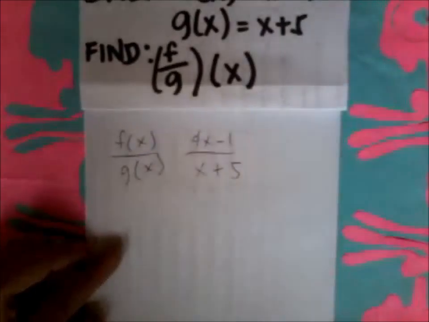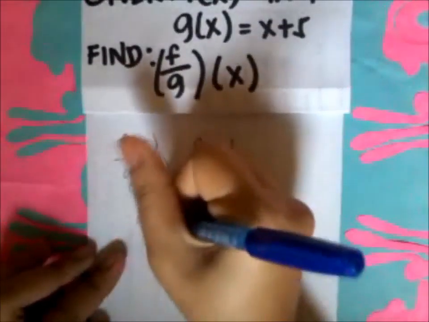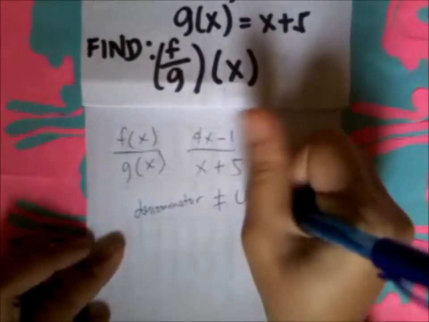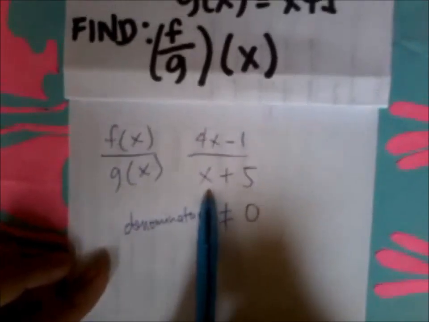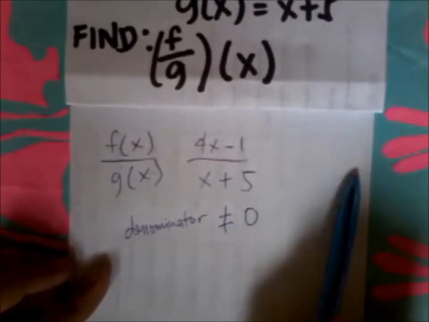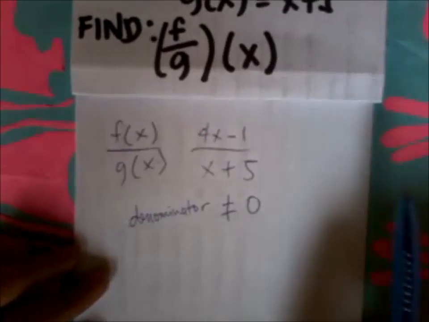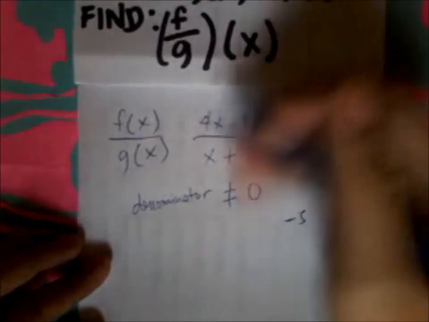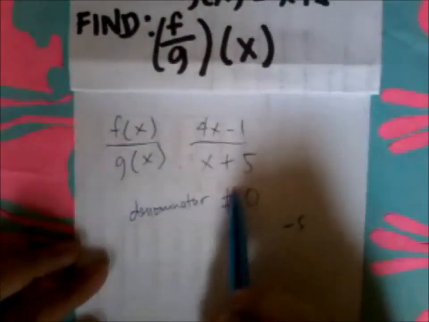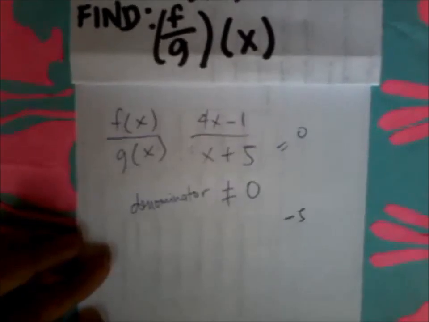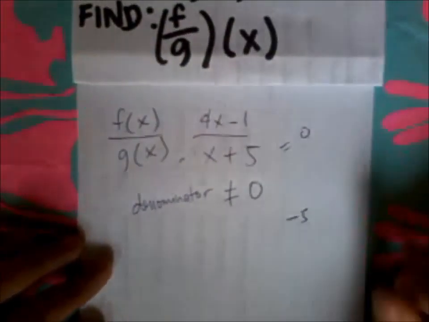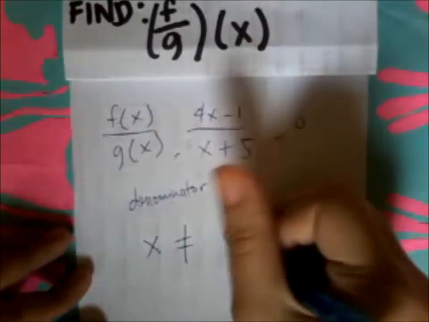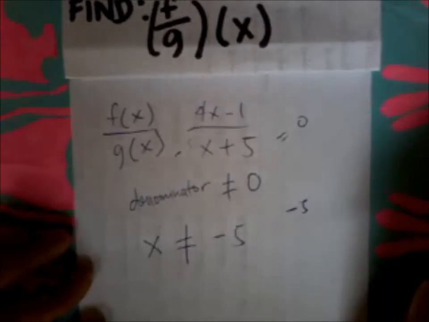We should always remember that in dividing functions, the denominator should not equate to 0. So therefore, we will find a value of x that the denominator will not be equal to 0. Let's say if the value of x is negative 5. Replace it with negative 5. So it's like negative 5 plus 5 is 0. So that is not applicable. So therefore, the value of x is not equal to negative 5. All real numbers except negative 5.